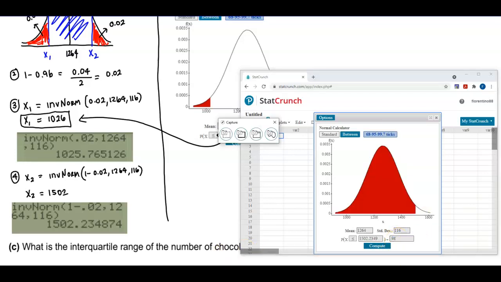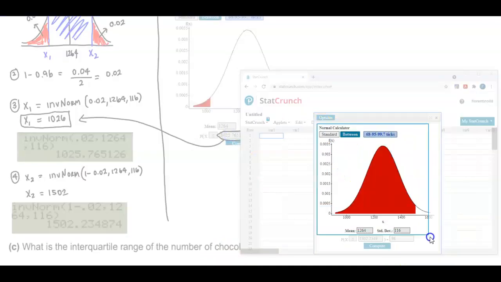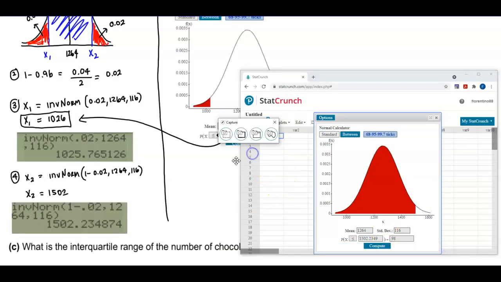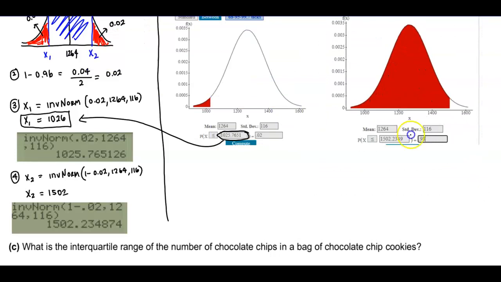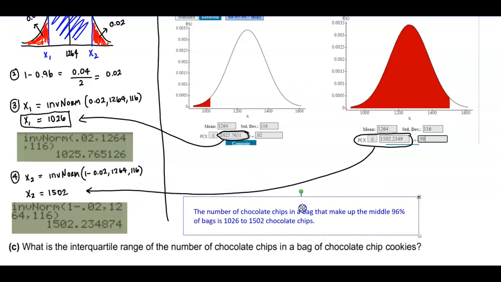So when we put 0.98 in there, we can see that we get the value of x. And so by looking at that, we can see if we round that to the nearest whole number, then we get the same result over here. So therefore the answer here tells us that the number of chocolate chips in a bag that make up the middle 96% of bags is 1026 to 1,502. So therefore, this is 1026 here for x1, and then for x2 is 1502.